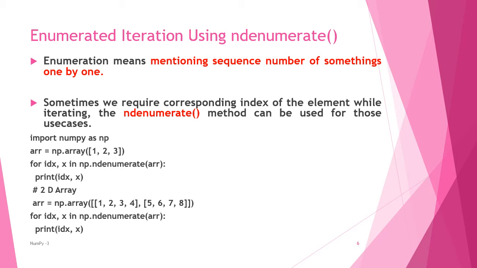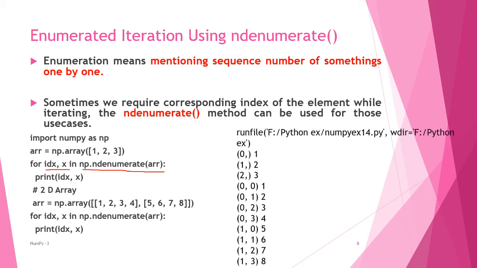Here again, we are importing the NumPy package, creating an n-dimensional array, and see, with the help of two variables idx, x in np.ndenumerate(arr), we are calling the ndenumerate function on this array arr with two variables, idx and x. What will be assigned to idx and x? See the print.